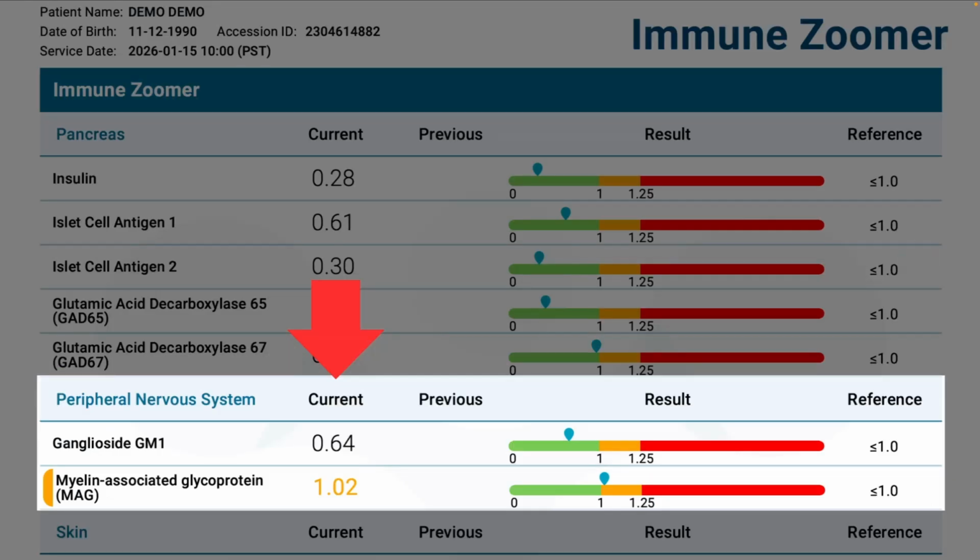The results are reported as both a number and plotted graphically so you can visually see how high or low your patient's results are. In this example, the patient has normal antibody levels to the peripheral nervous system antigen ganglioside GM1. However, this patient has moderately elevated antibodies to levels of MAG, myelin-associated glycoprotein.